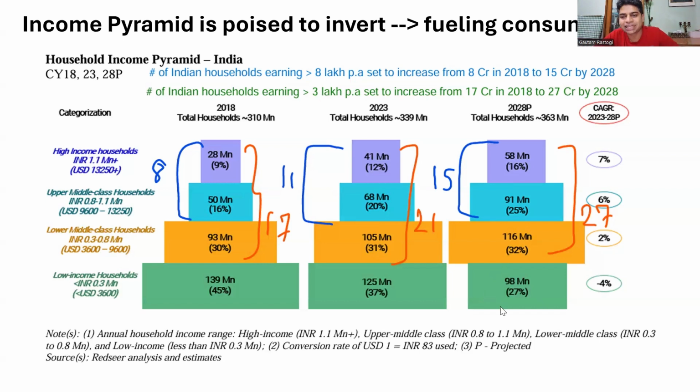That is, the bottom slab will reduce significantly. A lot of households will be lifted out of poverty, and a lot of households will become prosperous. So that's what this income pyramid is telling us.